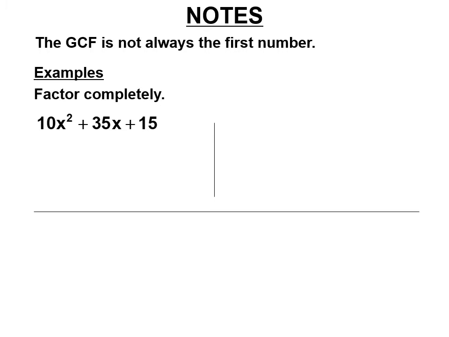Right, so the easy ones is where the largest factor is the first number. That's not the case here. 10 doesn't go into 35 or 15. So what is the largest factor? 5. All right, so figure out what would be left inside, right? 10, 35, and 15 are all in the 5 times table. So this would be 2x squared plus 7x plus 3.